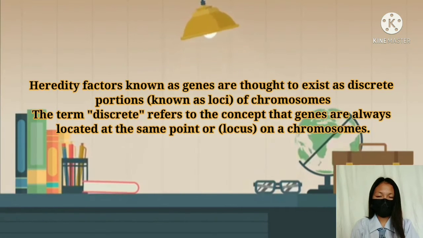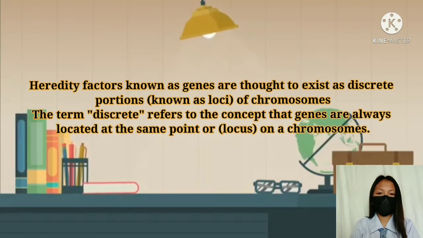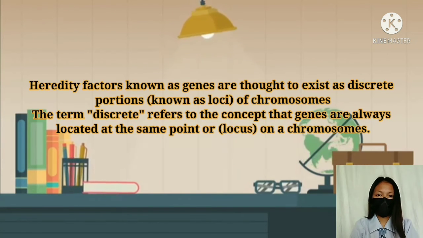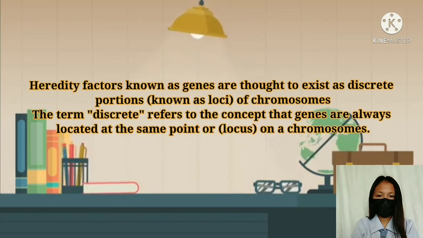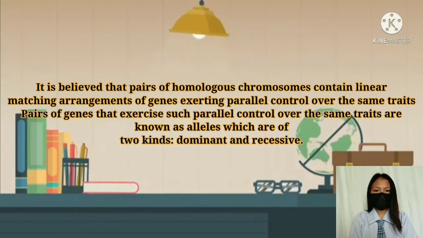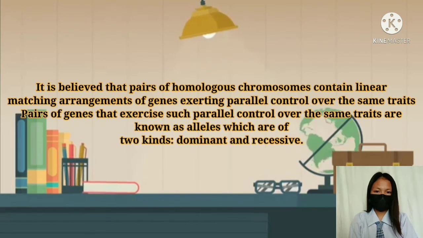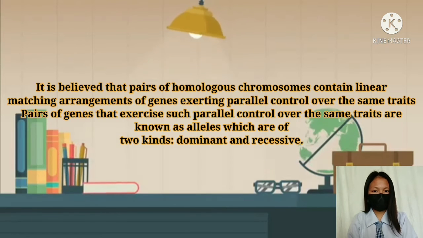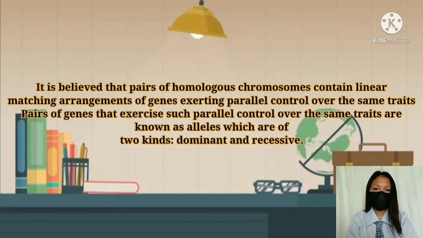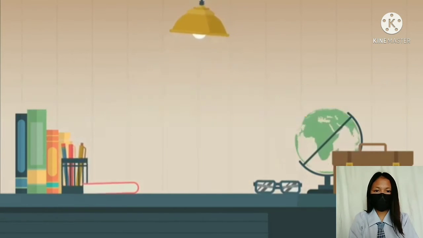Hereditary factors known as genes are thought to exist as discrete portions, known as loci, of chromosomes. The term discrete refers to the concept that genes are always located at the same point, or locus, on a chromosome. It is believed that pairs of homologous chromosomes contain linear, matching arrangements of genes exerting parallel control over the same traits. Pairs of genes that exercise such parallel control over the same traits are known as alleles, which are of 2 kinds, the dominant and recessive.